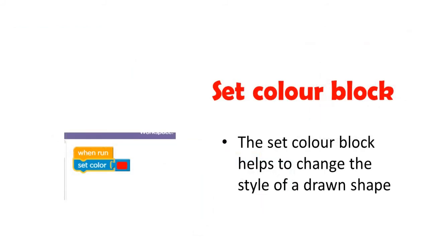We'll also look at a very important block that helps to change the style of our program, and that is called the set color block. The set color block helps to change the style of a shape when we are drawing them. There are so many colors inside the set color block. All we just have to do is to click on the red color that is here, and we'll see thousands and hundreds of colors. Then we can select from the one we want.